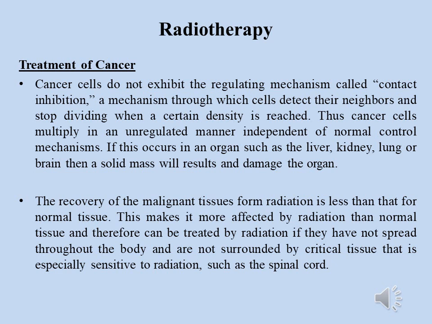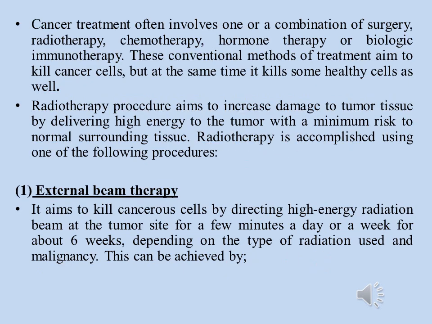This makes it more affected by radiation than normal tissue and therefore can be treated by radiation if they have not spread throughout the body and are not surrounded by critical tissue that is especially sensitive to radiation, such as the spinal cord. Cancer treatment often involves one or a combination of surgery, radiotherapy, chemotherapy, hormone therapy or biologic immunotherapy. These conventional methods of treatment aim to kill cancer cells, but at the same time they kill some healthy cells as well. Radiotherapy aims to increase damage to tumor tissue by delivering high energy to the tumor with a minimum risk to normal surrounding tissue.